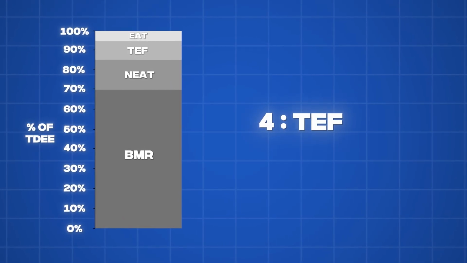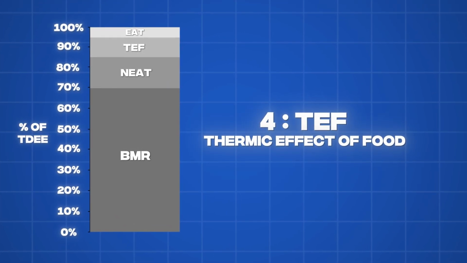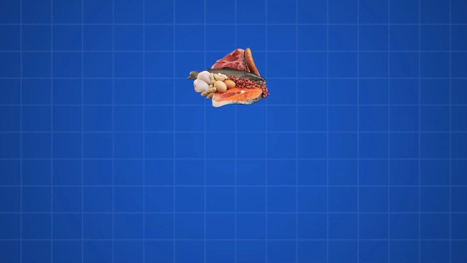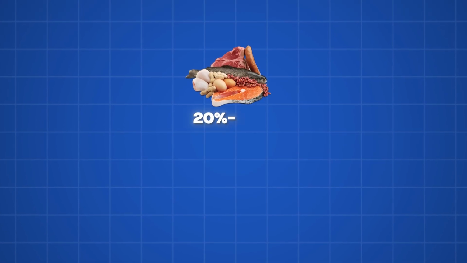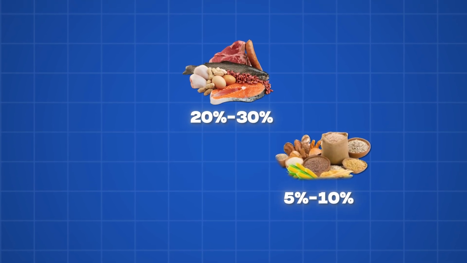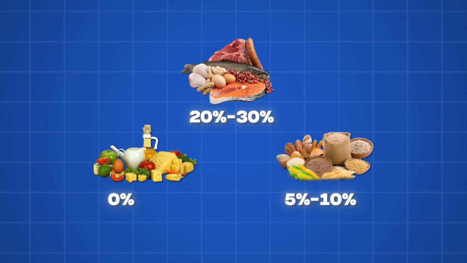The next thing we're going to talk about is TEF. This is the thermic effect of food. We know that food has calories, but did you know that when you digest food, it also burns calories? Protein has the highest thermic effect of food, between 20 to 30%. Carbs is the second most, between 5 and 10%. And fats is the least, with 0 to 3%.